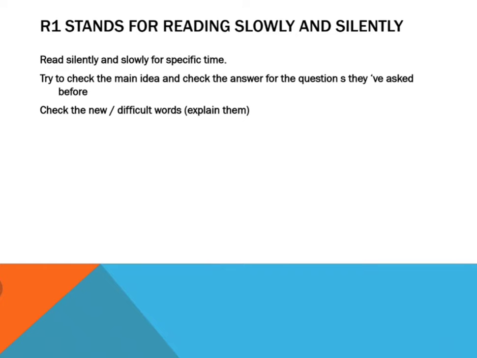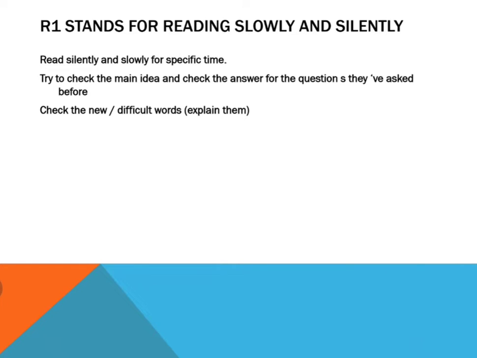Then after we finish the survey and asking some questions, at this point the students can list, or they may guess, what the main idea of the topic is. Now it's time for the students to read slowly and silently. This is R1. Give them a specific time, let's say 5 minutes for example, to read silently and slowly.